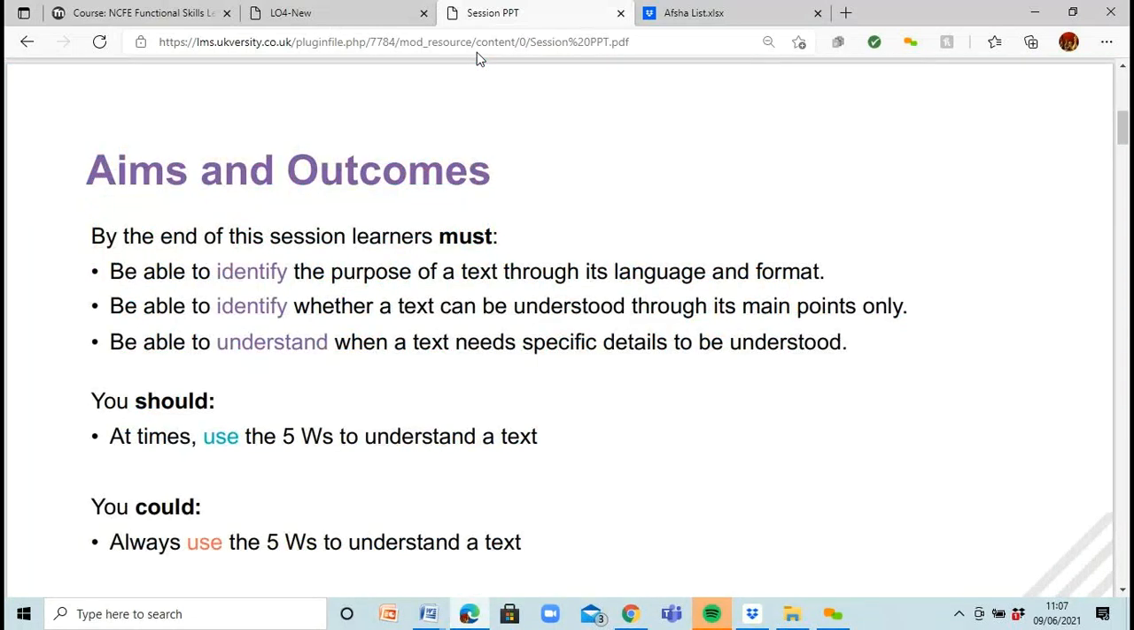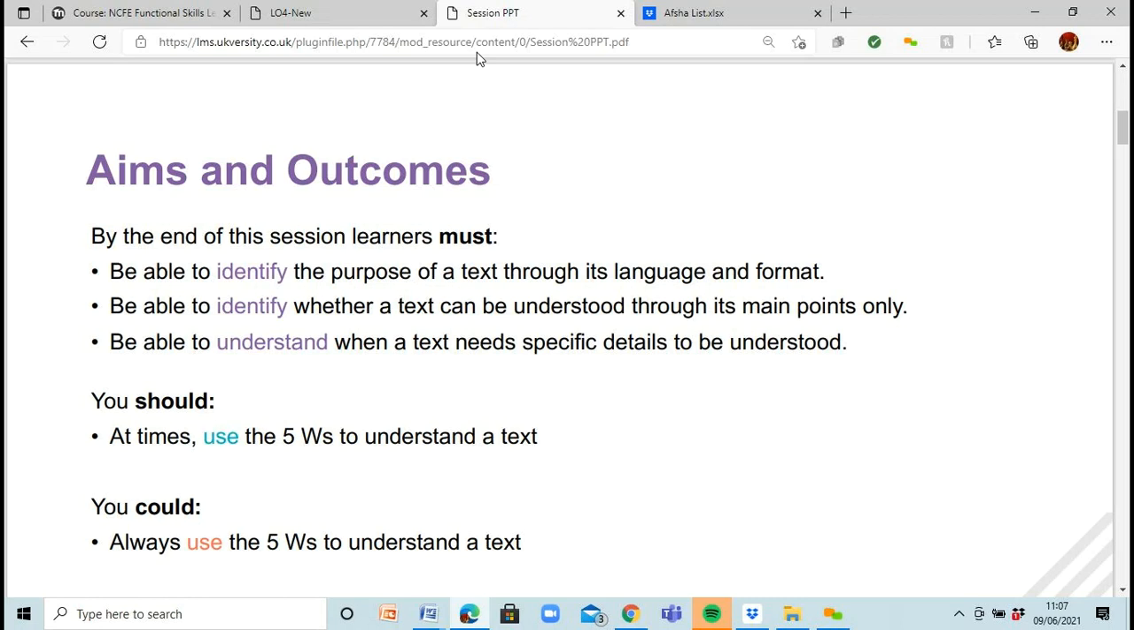So the aims and outcomes of today's lesson. By the end of today's lesson, you're going to be able to identify the purpose of a text through its language and its format. You'll be able to identify whether a text can be understood through its main points only. And then you'll also be able to understand when a text needs specific details to be understood. So you should know how to do the 5 W's to understand text.